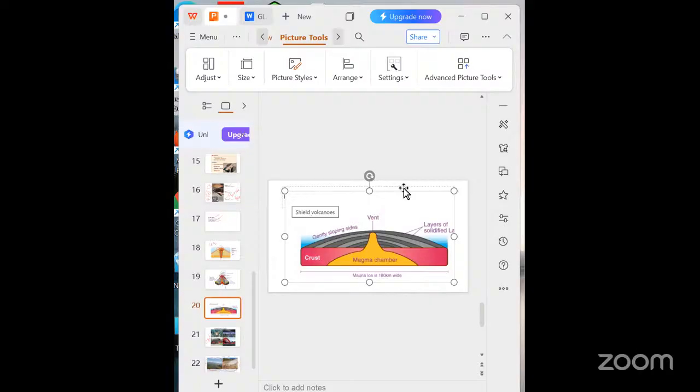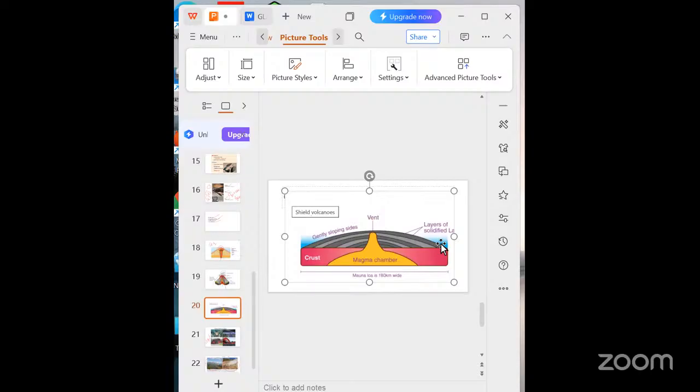So, these are formed by the eruption of low viscosity lava that can flow a great distance from a vent, right? This vent. Okay, this is the magma chamber and this is the earth crust. Red color is earth crust. So it's called vent. So now you see here, those are gently sloping sides and layers of the solidified lava. So they generally do not explode catastrophically.